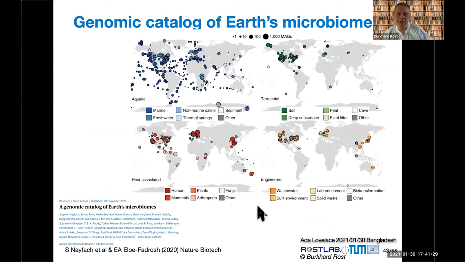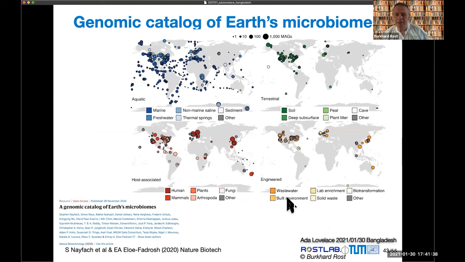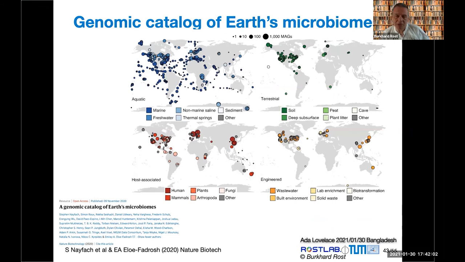Here is an example for bias. It's a genomic catalog of the Earth microbiome that has been published relatively recently. When you look at this map, you may look at Bangladesh and see that there are not many points in Bangladesh in the microbiome. Ultimately, what I want to say is this is announced as Earth's microbiome. But of course, it's highly biased by the way these things are collected, the way they can be measured, the way they can be transported. So there is a bias. And there are many of these biases.